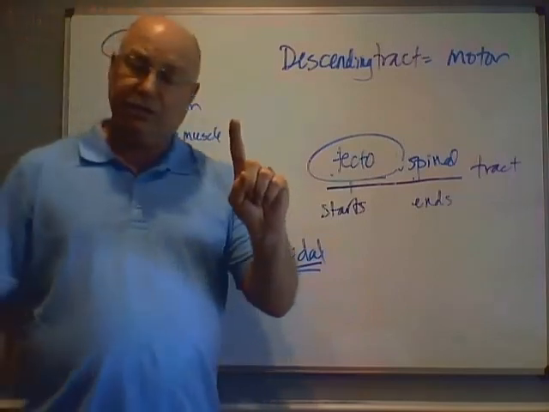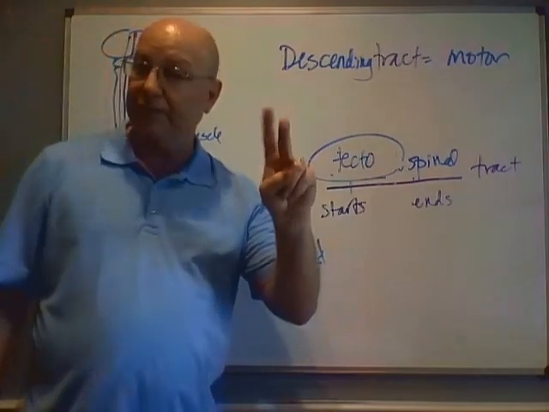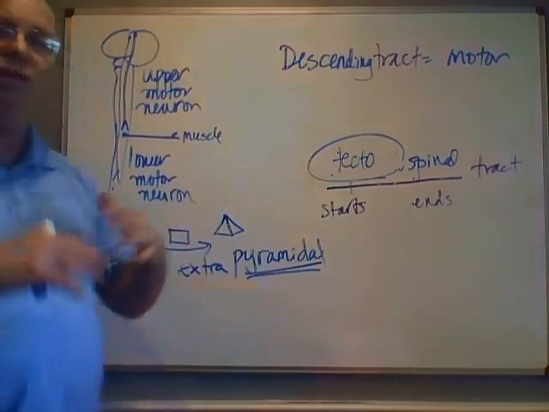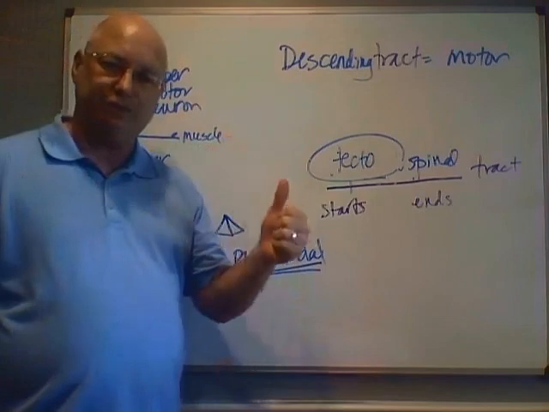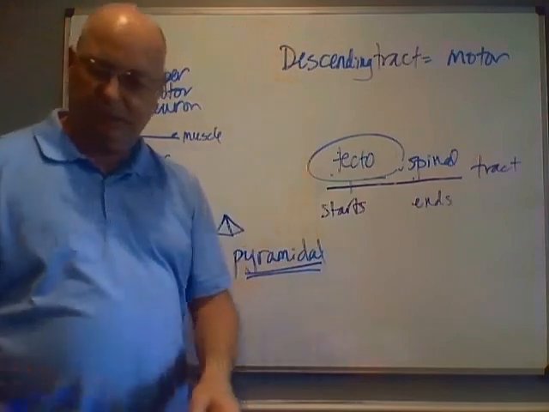The fasciculus gracilis and fasciculus cuneatus do fine feelings. The pyramids are movement. So now you know by all the tracts if they're sensory or they're motor, if they're ascending or descending. Got it?